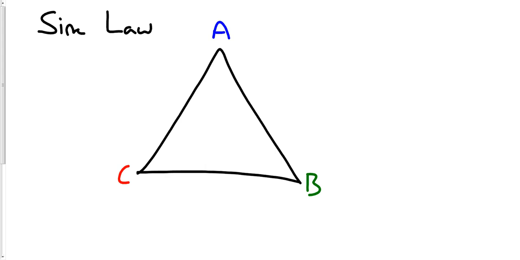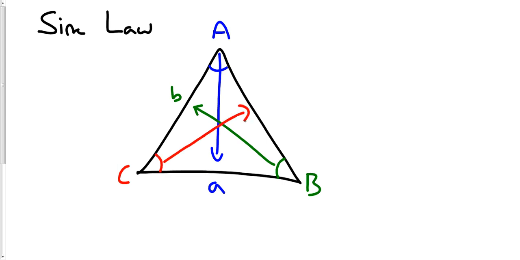So the angles are always labeled with capital letters, and the side opposite the angle is the same letter, lowercase. So for angle B, the side across from angle B is lowercase b. For angle C, the side across from angle C is lowercase c.